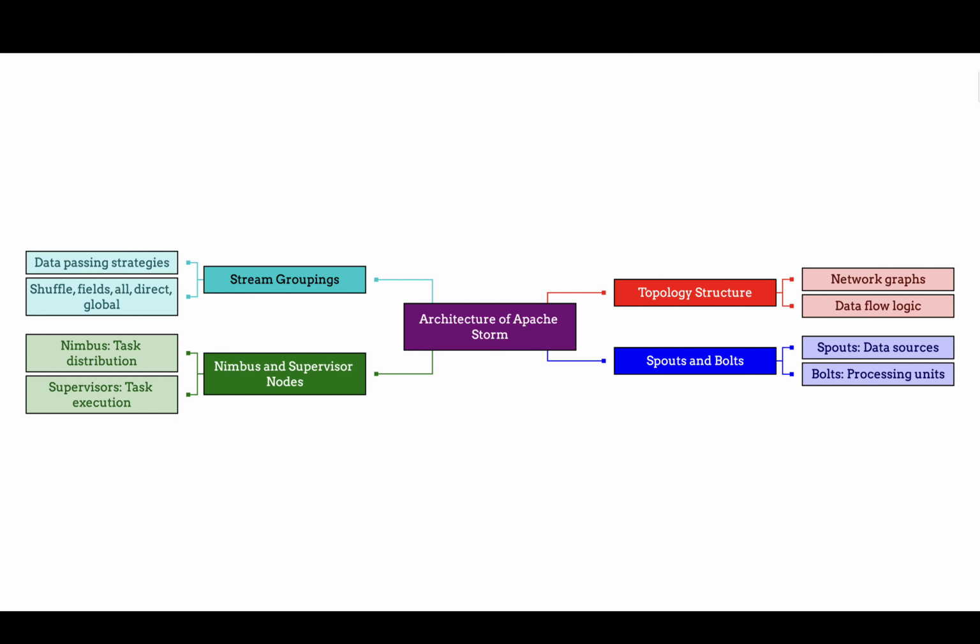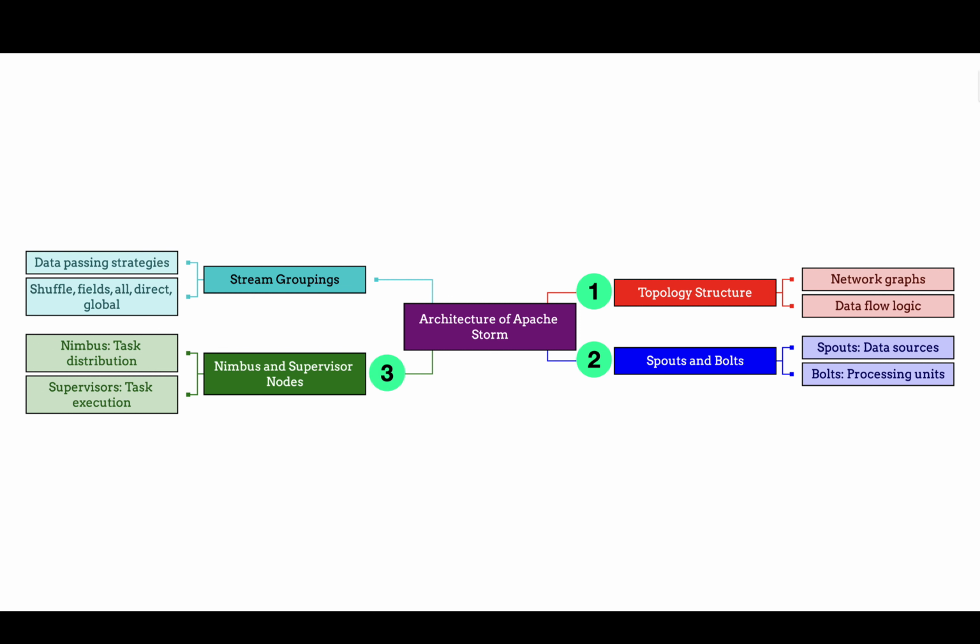Architecture of Apache Storm. 1. Topology structure. A Storm cluster runs topologies, which are network graphs defining the data flow and processing logic. 2. Spouts and bolts. Topologies consist of spouts, data sources, and bolts, data processing units, which process incoming data streams.